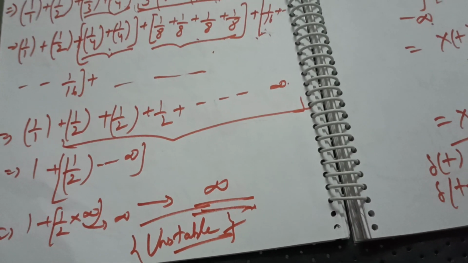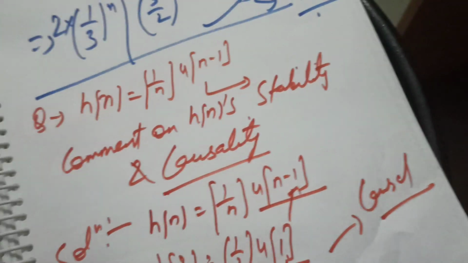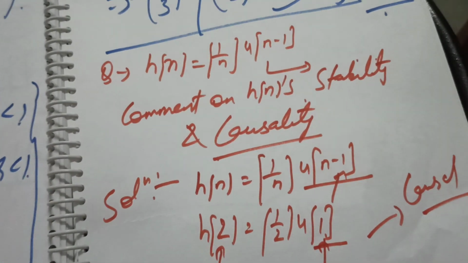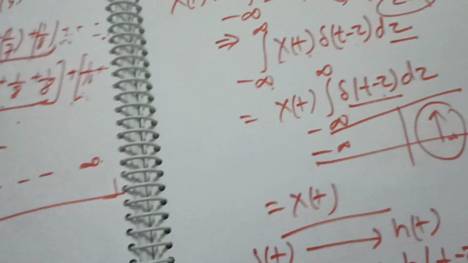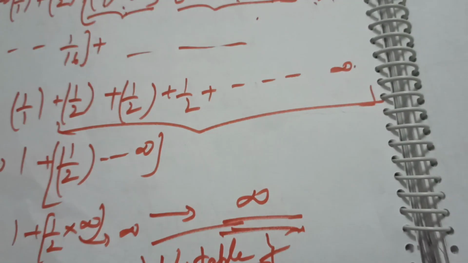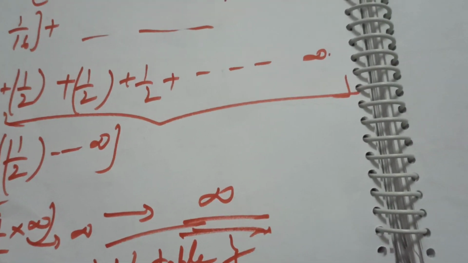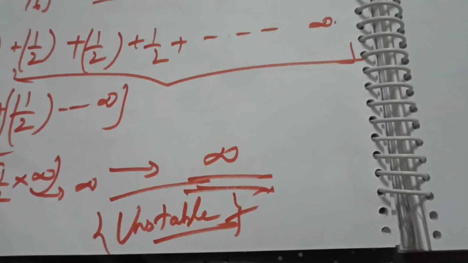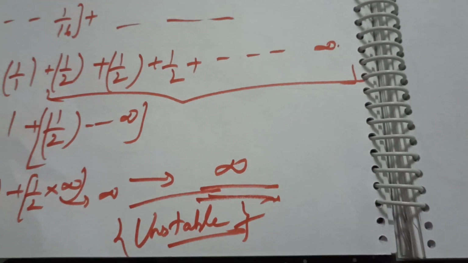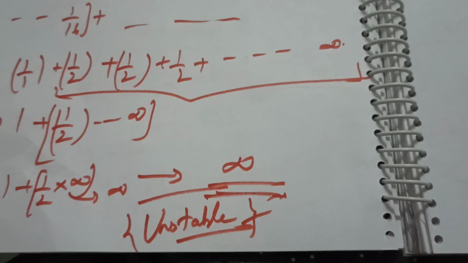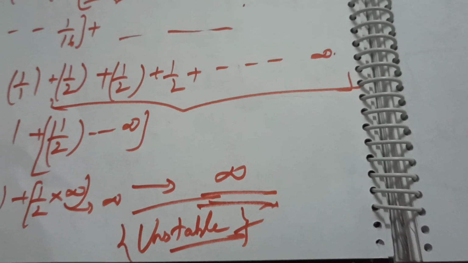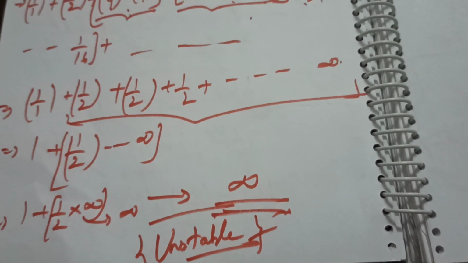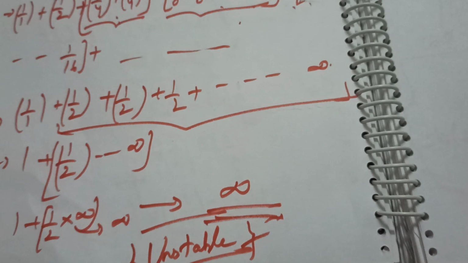Okay. So as the input was 1 by n u[n minus 1], a bounded thing, but the impulse response is simply coming out to be infinity, then we can straight away comment that the system is unstable, because h[n] has to be a finite value. If the impulse response of a system is not finite, then we can straight away say that the system is not at all stable. It is coming out to be infinite, so it is an unstable system. We have already checked for causality, it has come to be a causal system, so we can straight away conclude that it is a causal and unstable system.